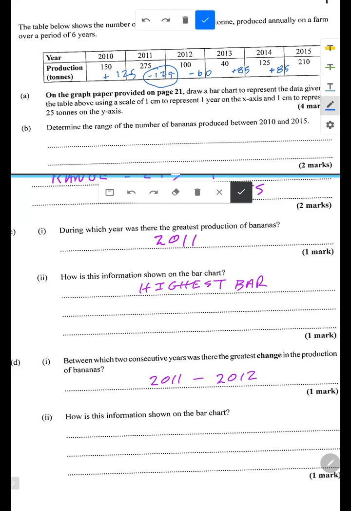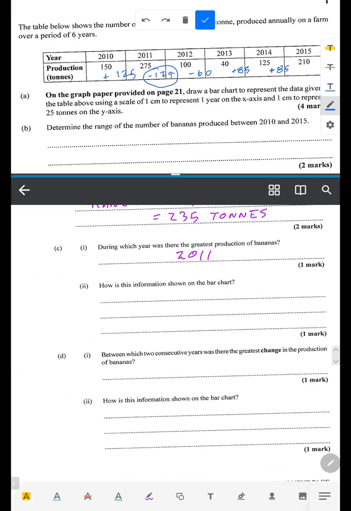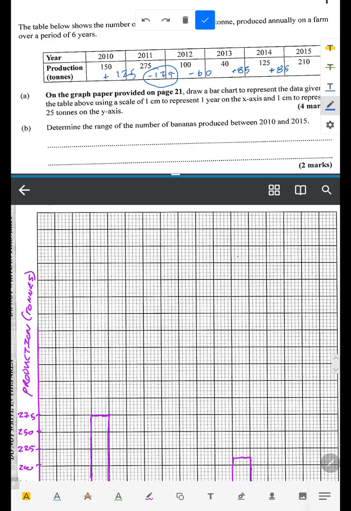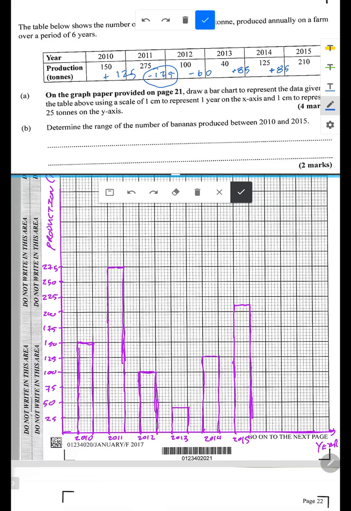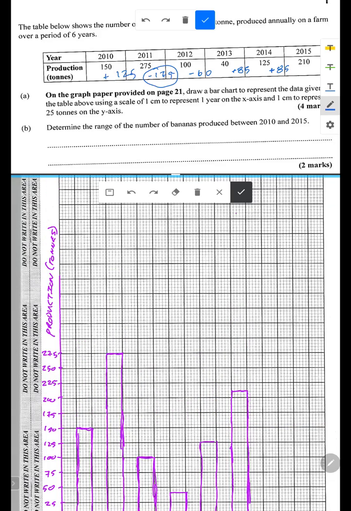And now, how is this information shown on the bar chart? It's shown by the largest difference between two consecutive bars, right? The greatest difference between two consecutive bars, which is from here to here. You can see the difference in height between these two bars, here and here. All other bars, the difference is not so large, right?